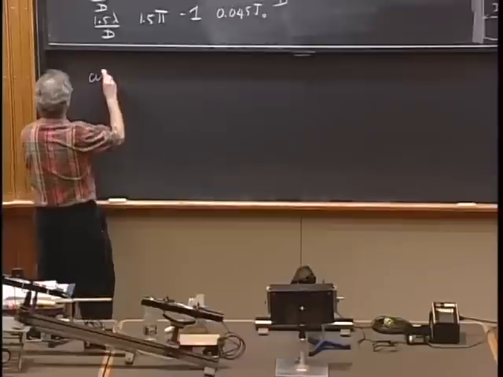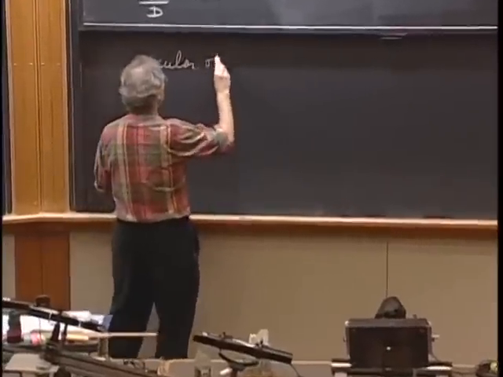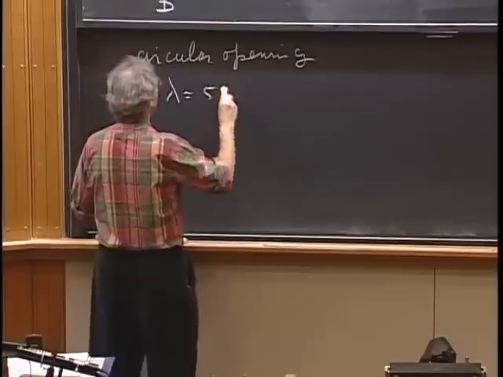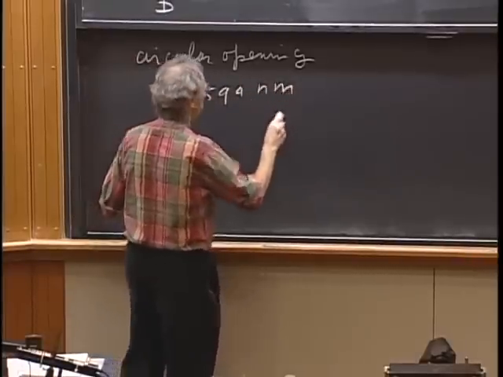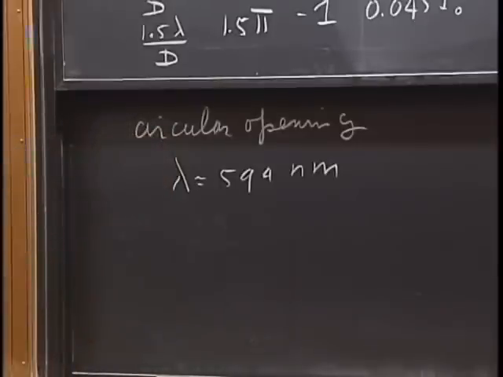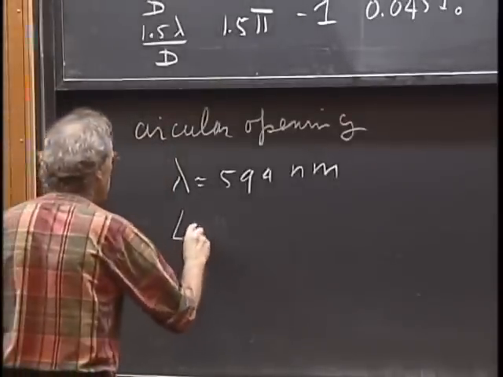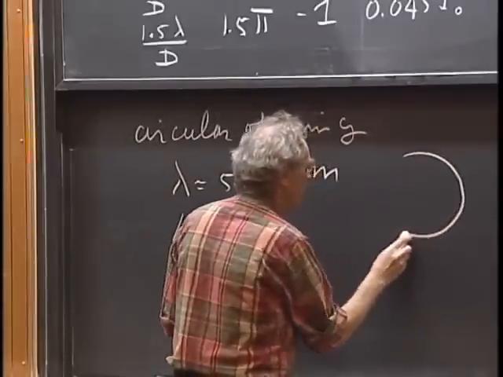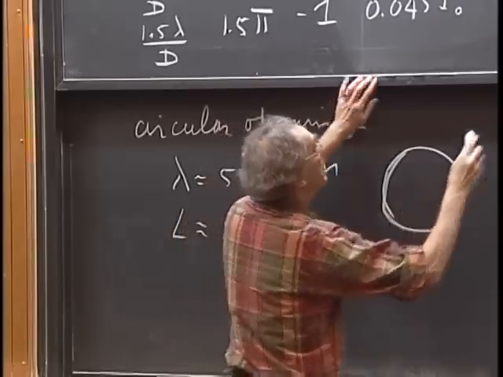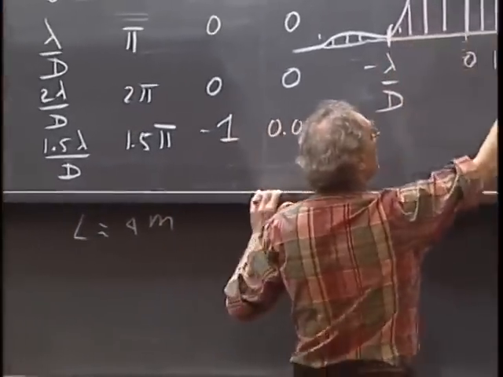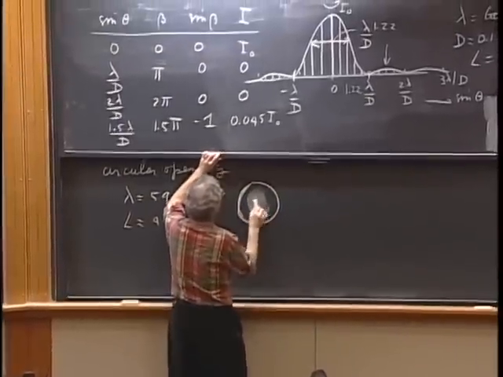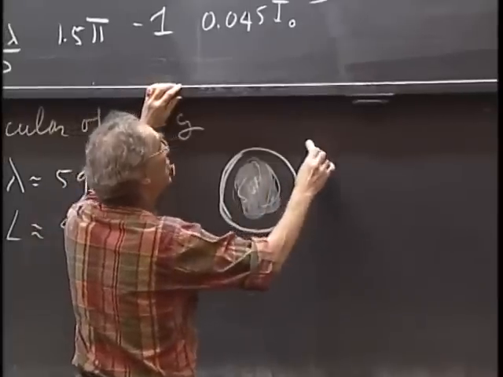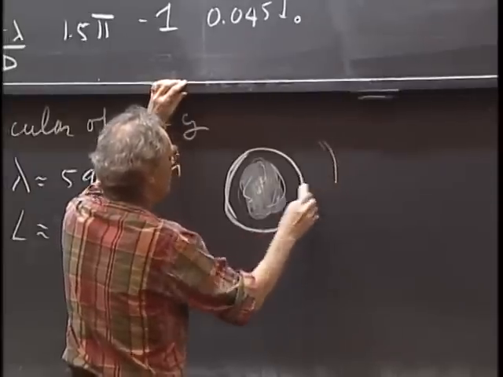So it is a circular opening. Call it a pinhole. And lambda is about 594 nanometers. It's also a laser. And the distance to the screen L is about 4 meters. And what you're going to see is a ring, which is this ring. And then you see this light inside, which is very difficult for me. This is the very high maximum. And then you will see more rings outside.